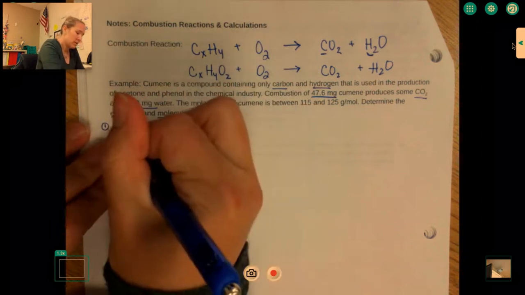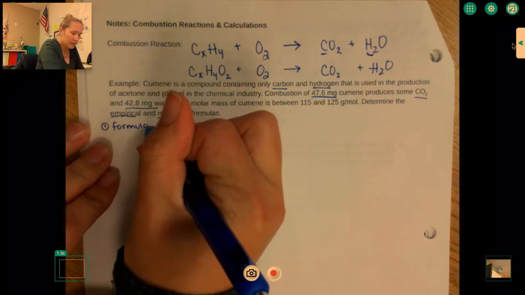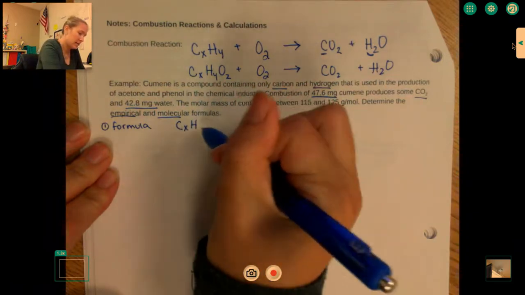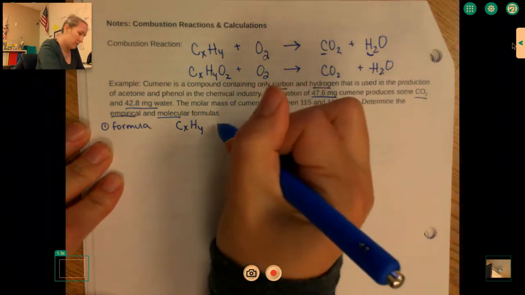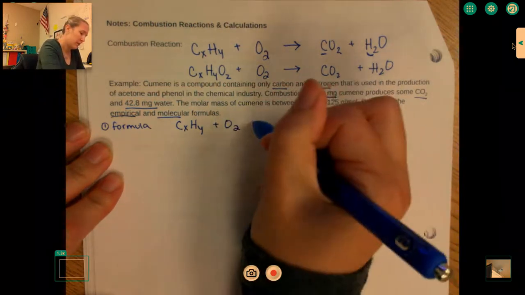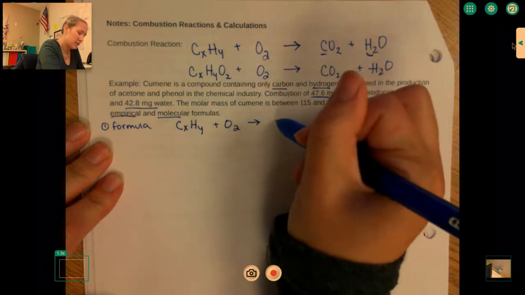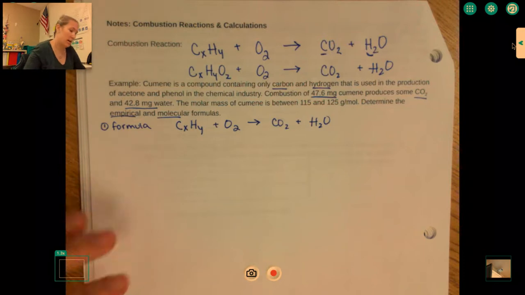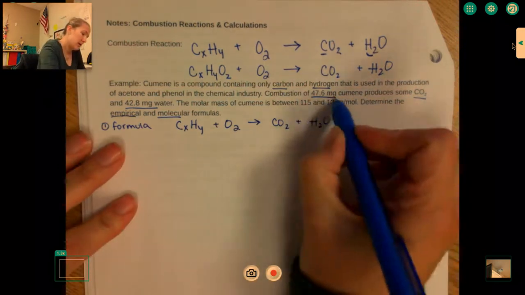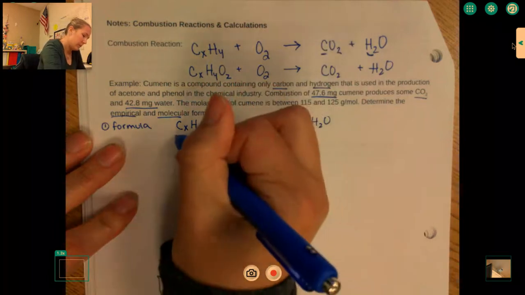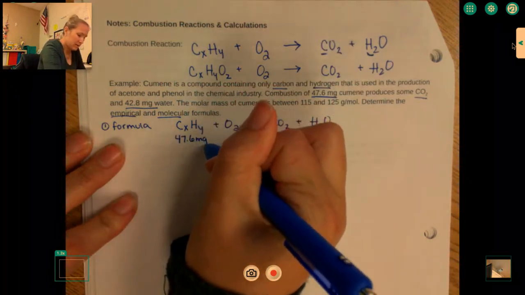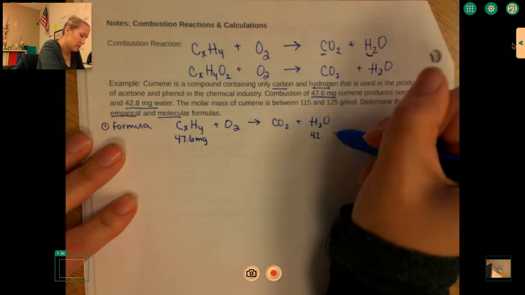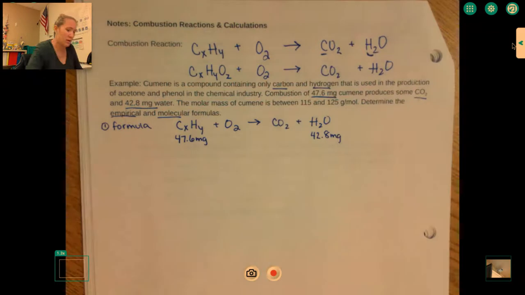Well, first thing we're going to do is write the formula for our reaction. We have some hydrocarbon, cumini, CxHy, because we don't know what they are, and it burns, consumes oxygen, and from that we make carbon dioxide and water. From the question, it tells us that we have 476 milligrams, so I write that underneath. And it produces some amount of carbon dioxide, and then it also produces 42.8 milligrams of water.